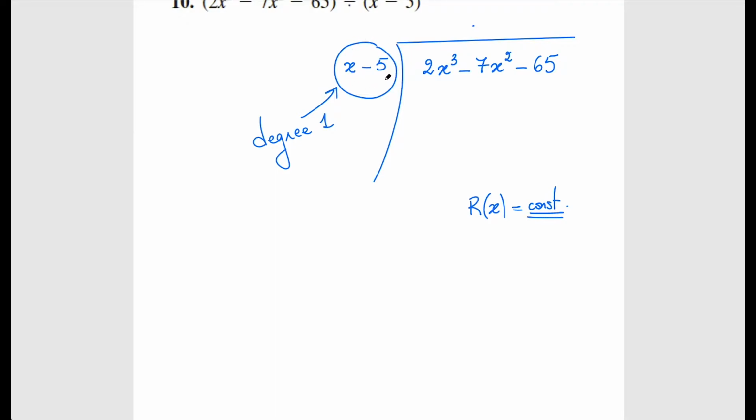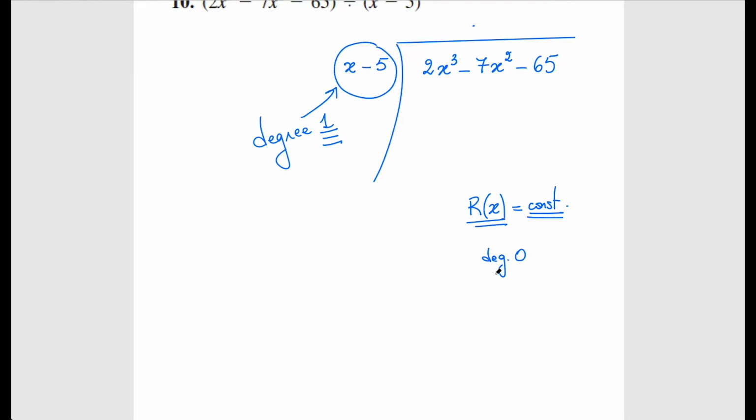What's the degree of the divisor? This is the divisor. It's of degree 1. So the remainder has to have a degree smaller than 1. And since the degree is always 0 or more, the only option smaller than 1 is 0, right? So the degree of the remainder has to be 0.